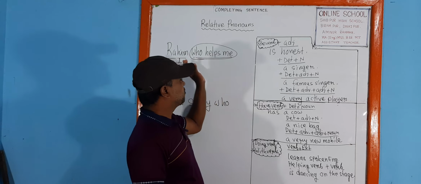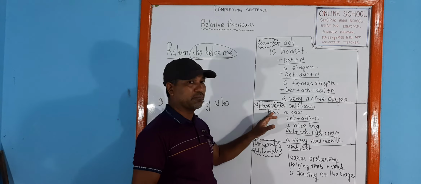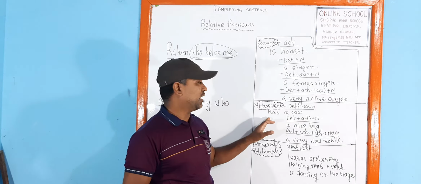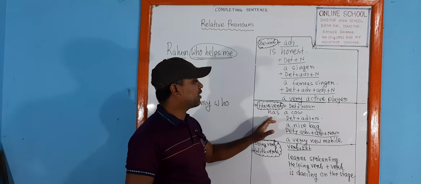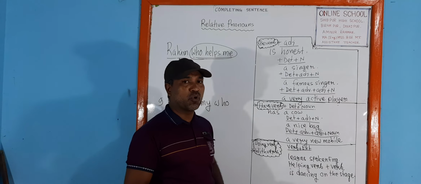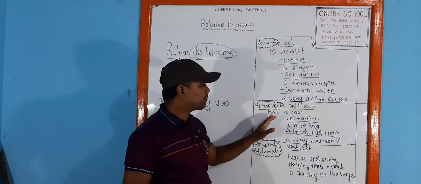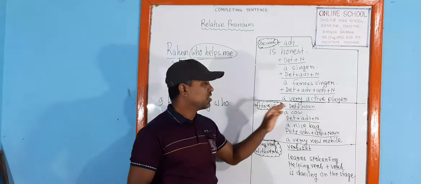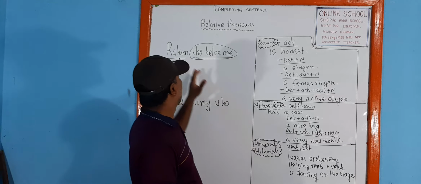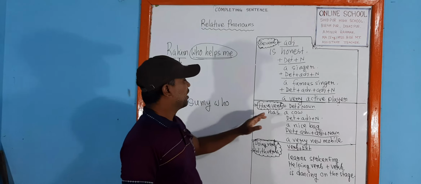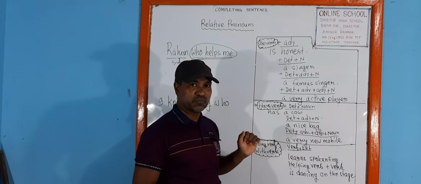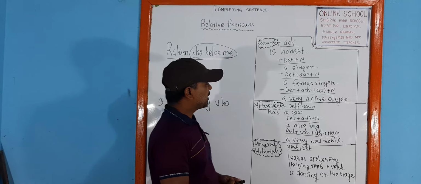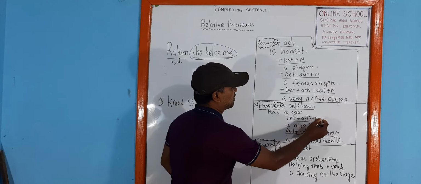After the subject, we can use here have verb. Have verbs are basically have, has, had, and having. So there's the have verb. After have verb, we came to know from the first video that we can set determiner plus noun. So Rohim, who helps me, has a cow. And another one, determiner plus adjective plus noun.